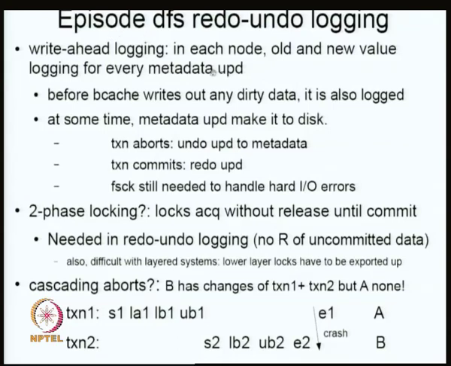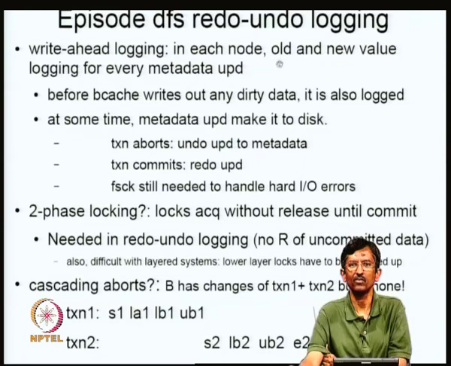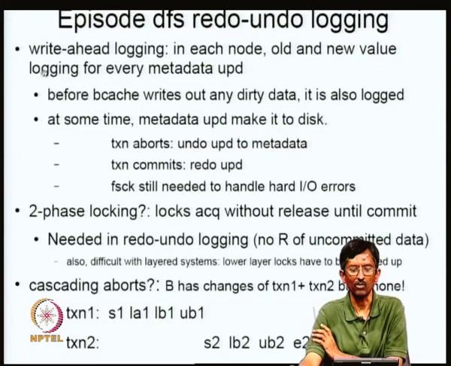The Episode distributed file system uses write-ahead logging, but because it is redo undo, in each node it logs old and new values for every metadata update. In redo-only logging, you do not keep the old values, you only keep the new value in the log. Because it has redo undo, it is important that if the buffer cache writes out any dirty data, it also has to be logged. So it is going to be more expensive, but it gives us some additional concurrency.